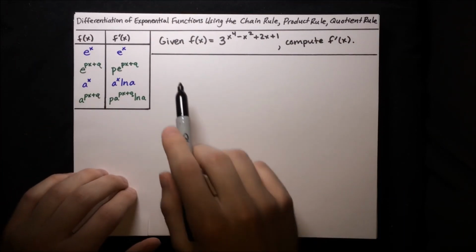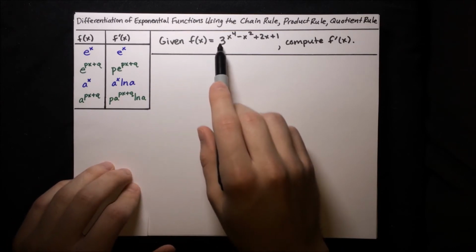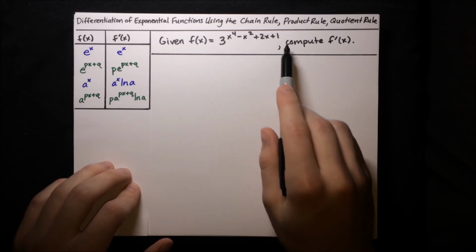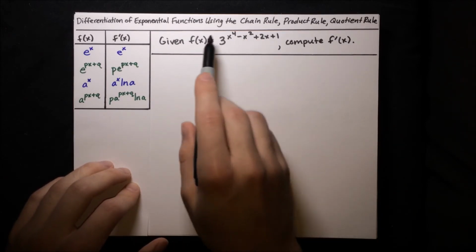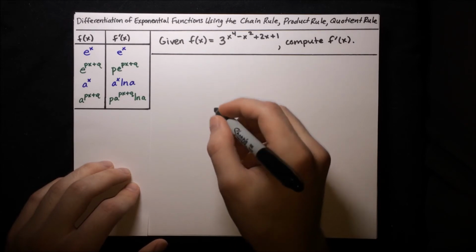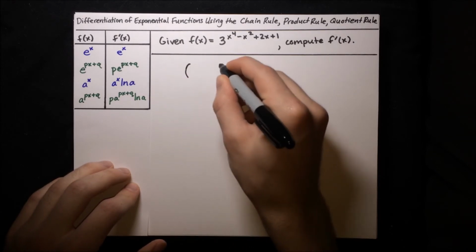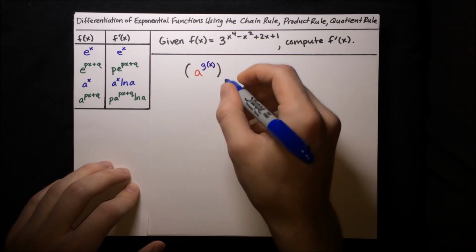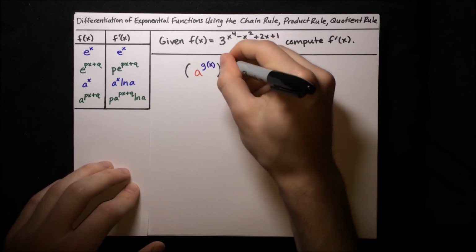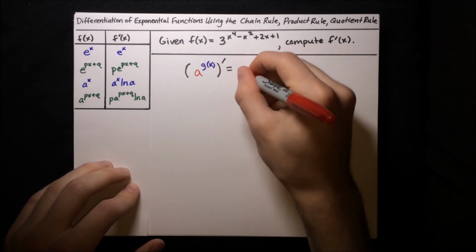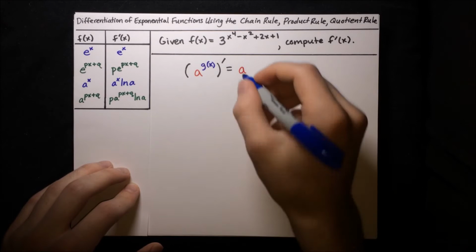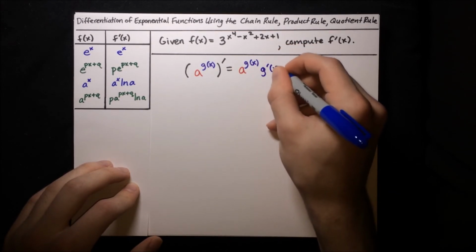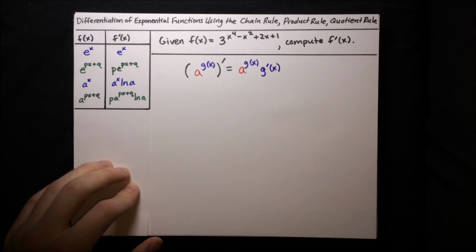Alright, another example. Now we're given this function f of x is 3 to the x to the 4th minus x squared plus 2x plus 1, and we want to compute f prime of x. So for this, we're going to introduce another rule. This rule is given by the derivative of a to the power of some function g of x. That derivative is given by the original expression a to the g of x, and then there's a bit more, so times g prime of x, and then times natural log of a.